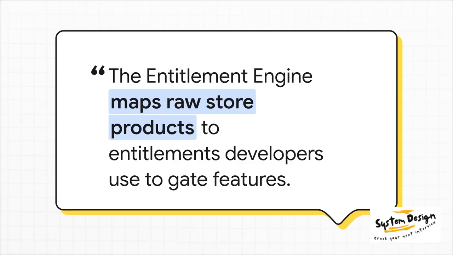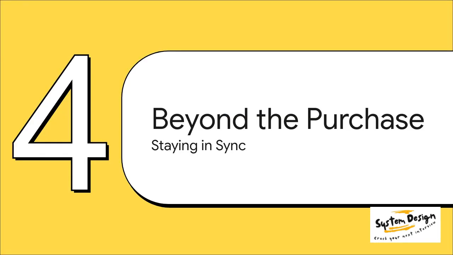The source material really just nails it with this quote. That entitlement engine is the heart of the whole operation. It does all that messy mapping for you, so you, the developer, never have to write code that says, if the user bought this or this or this other thing. You just ask one simple question. Does this user have the Pro entitlement? Yes or no? Done.